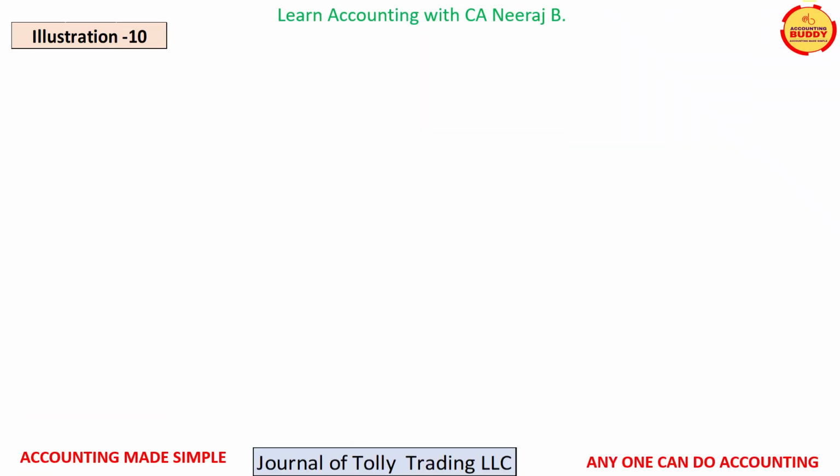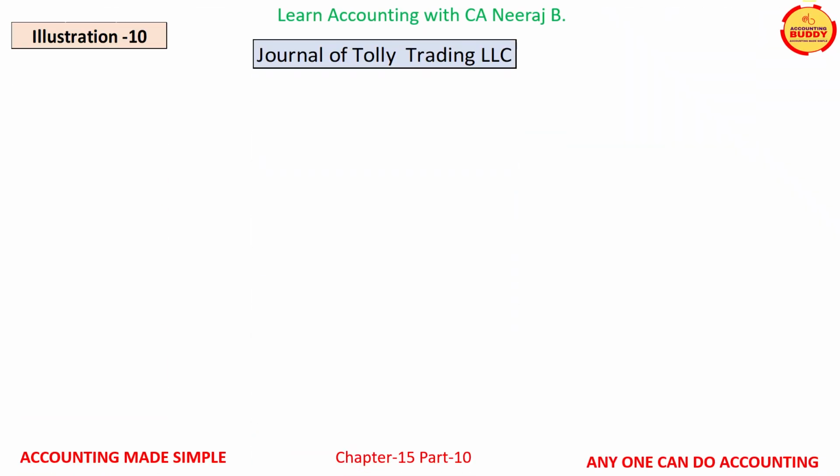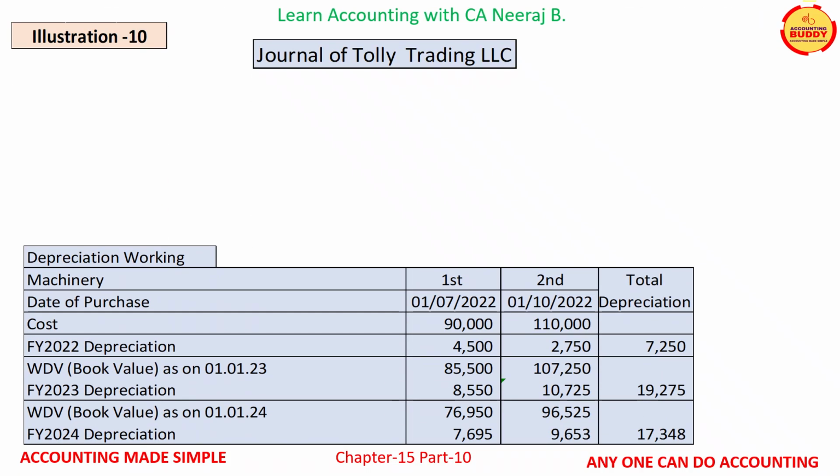Let us understand how the entry of depreciation for the financial year 2024 will be calculated. WDV as on 1st of January 2024 for machinery 1 is $76,950, and when 10% is applied on the WDV value of $76,950, we will get $7,695 as depreciation for the financial year 2024 for machinery 1.